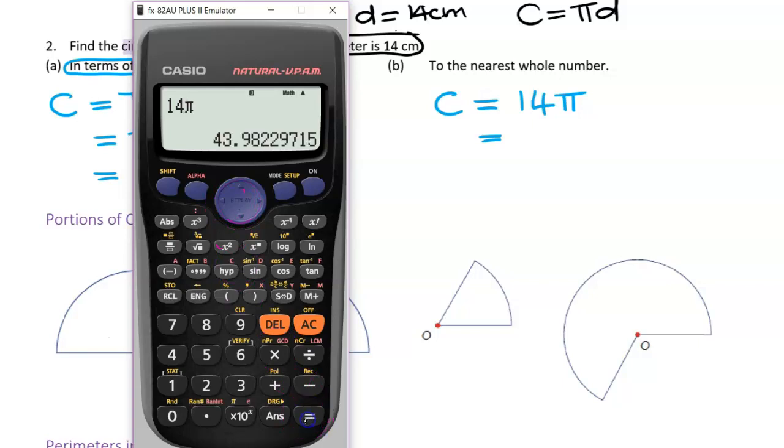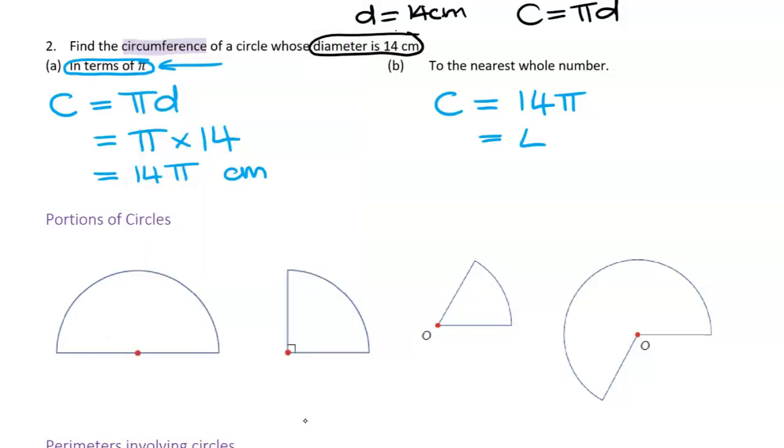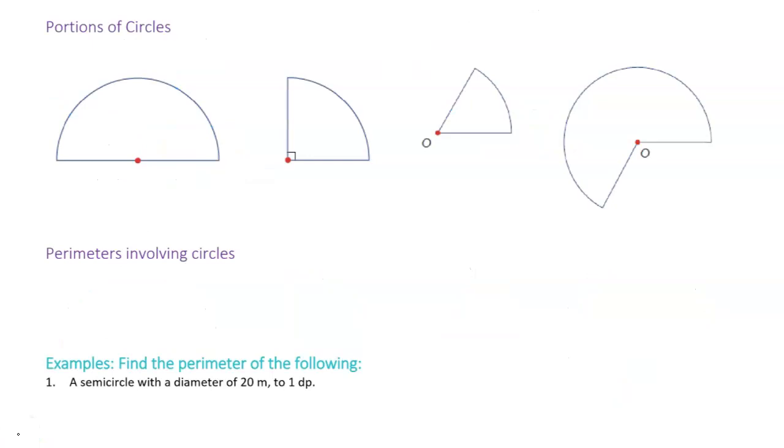So 14 pi, and we're going to write equals, and we need to round that to the nearest whole number. So that's going to be 44, because that 9 is going to make us round up. So 44, and our units, centimeters. Excellent. So we have explored how to find the circumference of whole entire circles. There were two things we used for it. We either use c equals pi d, or we use c equals 2 pi r.